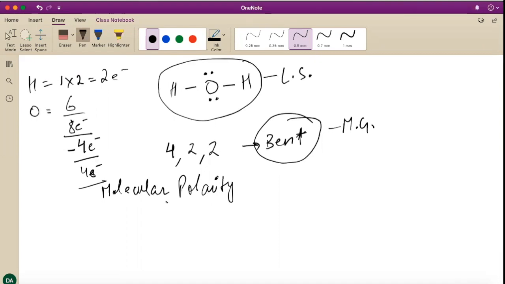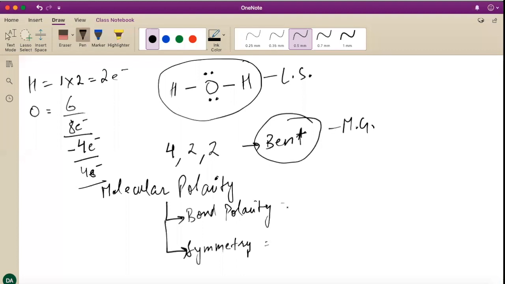First of all, remember we need 2 things to look at. What are those 2 things called? Bond polarity and symmetry. You look at the bond polarity and the symmetry.